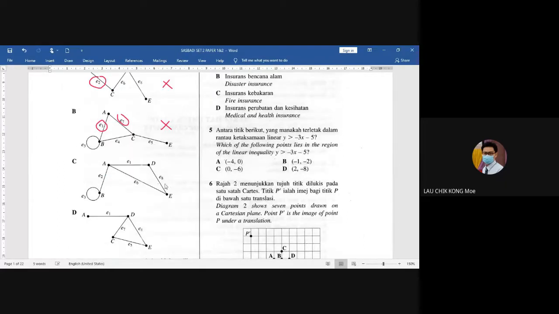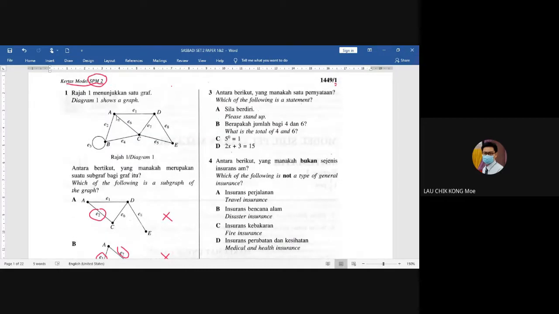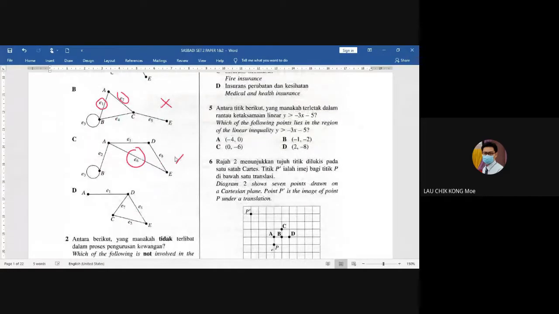And then we go to C. What is wrong for the C? A to E. Kita tak ada A to E, right? We didn't have a connection AE. If you look at the graph, AE dia kena melalui C. So tidak ada direct. Ini pun salah.